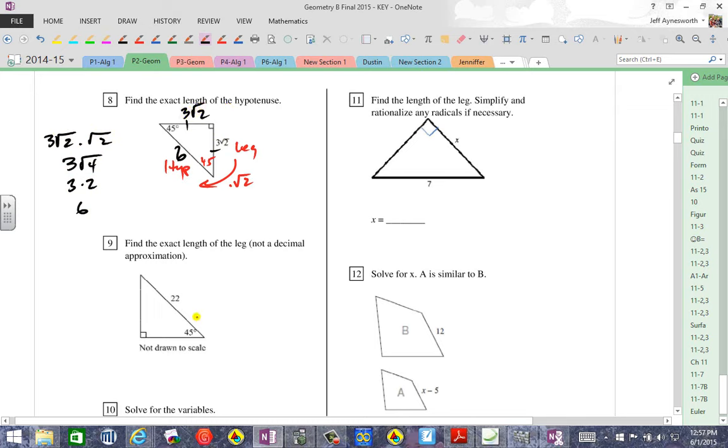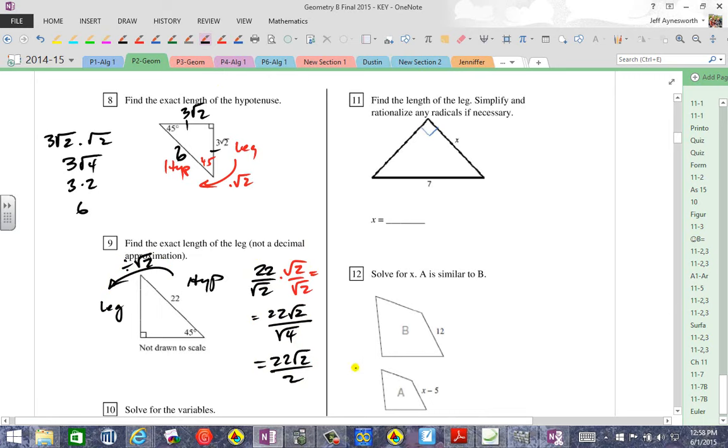Okay, same thing here, but the other direction. To go from hypotenuse back to the leg, all right, you have to divide by rad 2. So 22 divided by rad 2 needs to be rationalized, so let's rationalize. Always use the denominator. All right, and you get 22 rad 2 divided by rad 4, which is 22 rad 2 divided by 2. Simplify the fraction here. 22 divided by 2 is 11, and it gives you 11 rad 2.